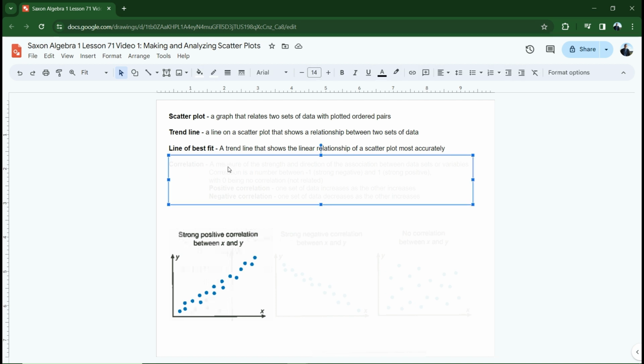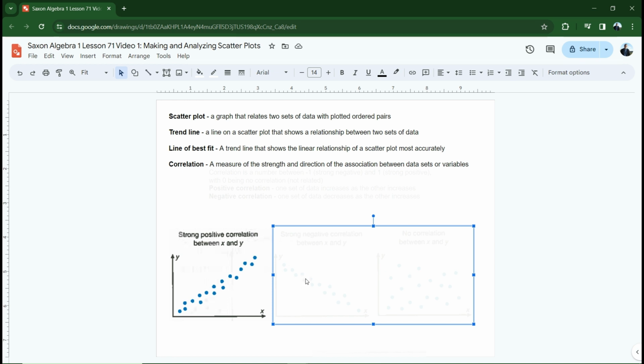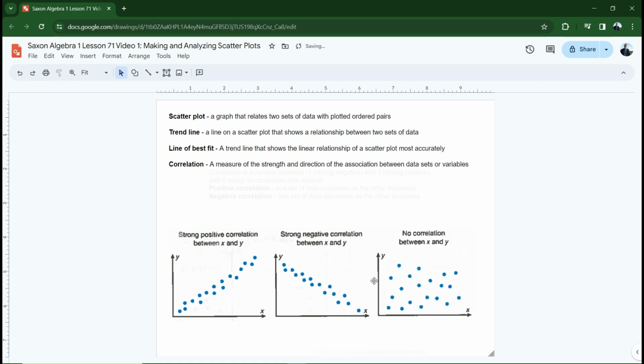And then our goal in all of this is to find something called a correlation. A correlation is just a measure of how strong the relationship is between your variables, your data sets. Not just how strong, but what is the direction of association. So you could have a positive correlation, you could have a negative correlation that looks like this, or you could have no correlation at all.